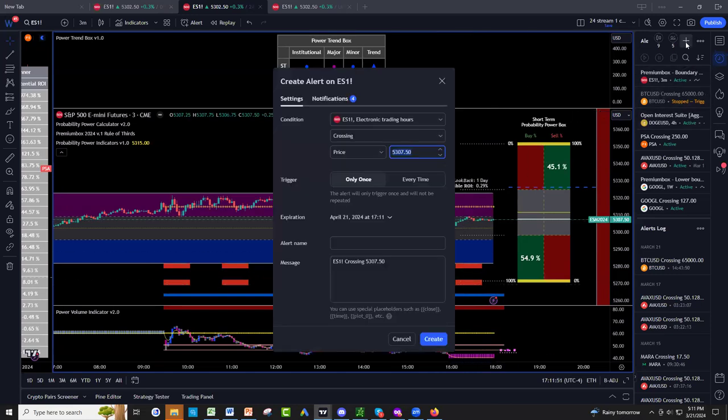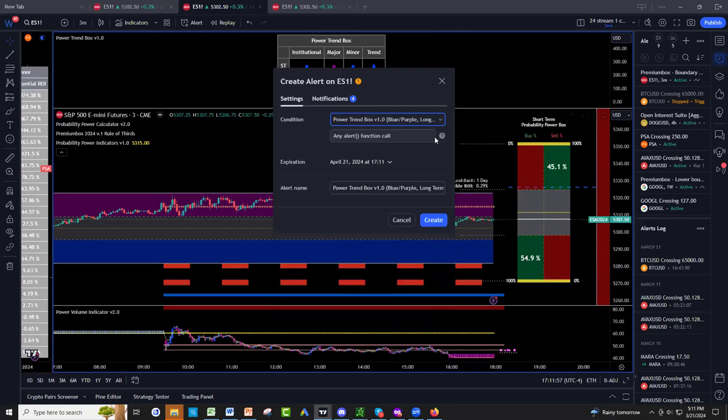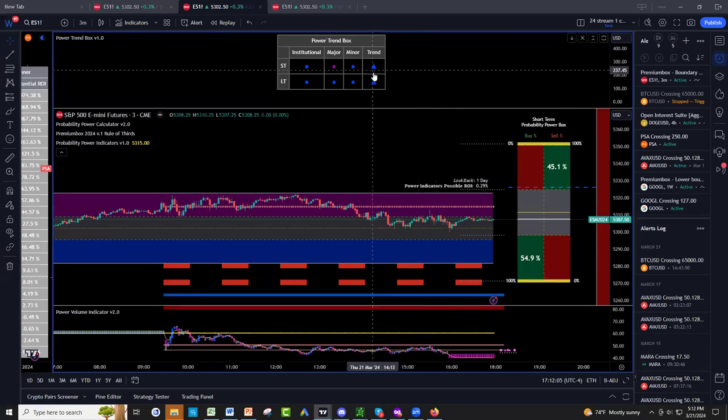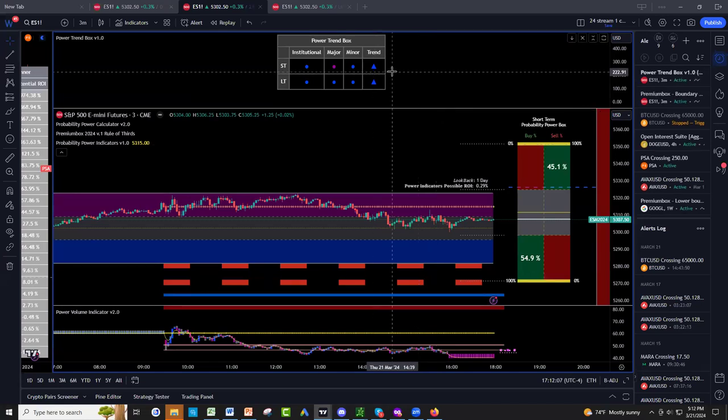Another alert you can do is, hey, I want to know with the probability trend box when the boxes are changing. So each time there's any change in the box, you create a sound alert. Each time this is going to go from blue to sideways or sideways back down to purple, you'll have some alert.